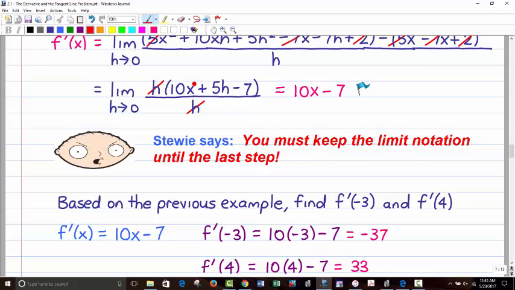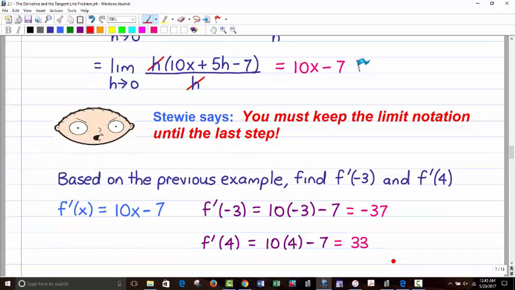Now let's see. Based on this previous example, what if we wanted to find the derivative at -3 and then the derivative at +4? So I'd put in 10x minus 7. I'd put in -3, I'll get -37. I'll put in 4, I'll get 33. And remember, from what we've learned a little while ago, those are also the slopes of the tangent lines at that point. So obviously very steep slopes, both positive and negative. But those are still the slopes of the tangent lines.